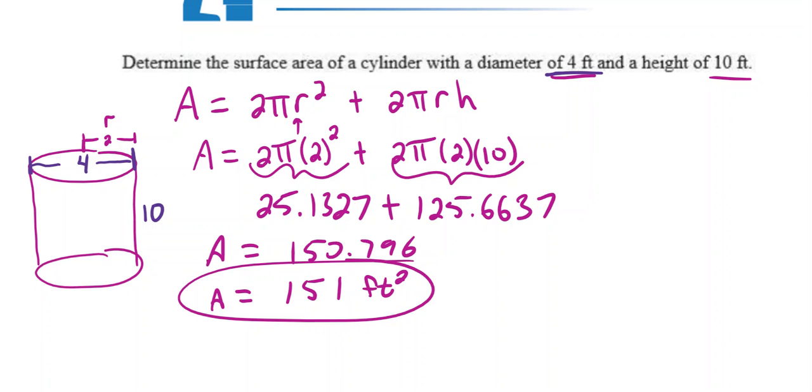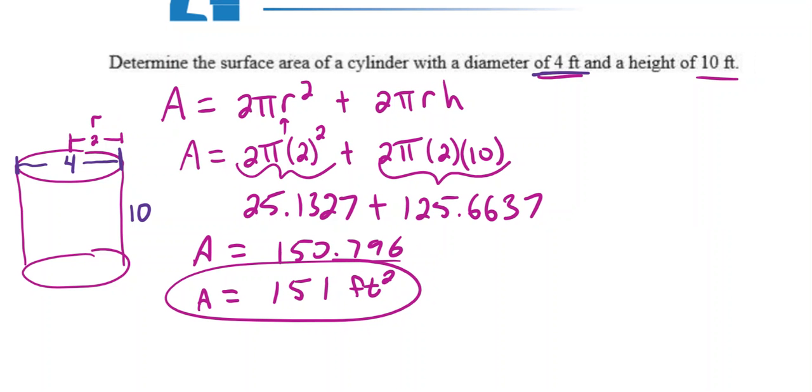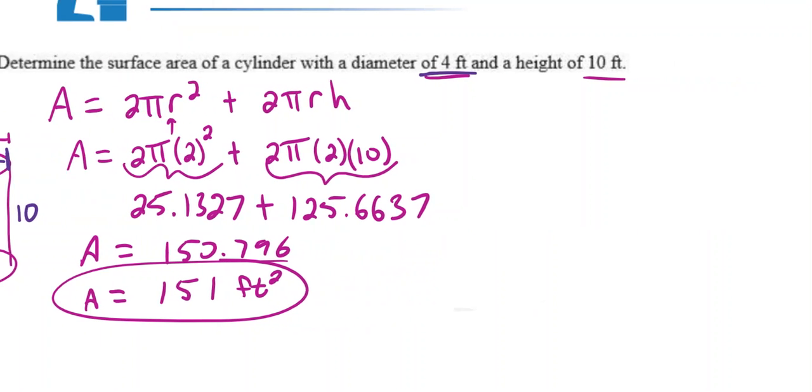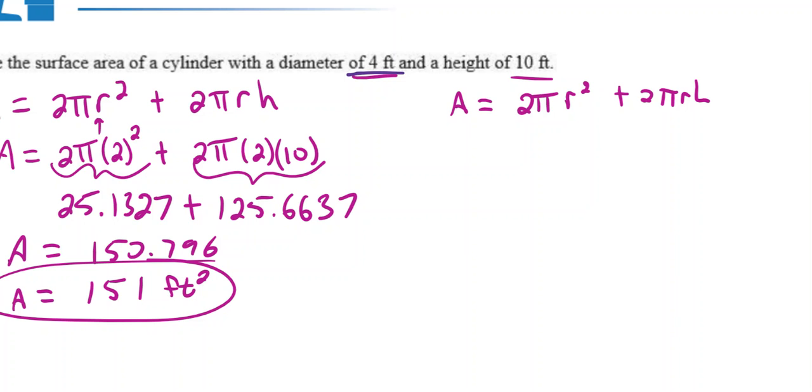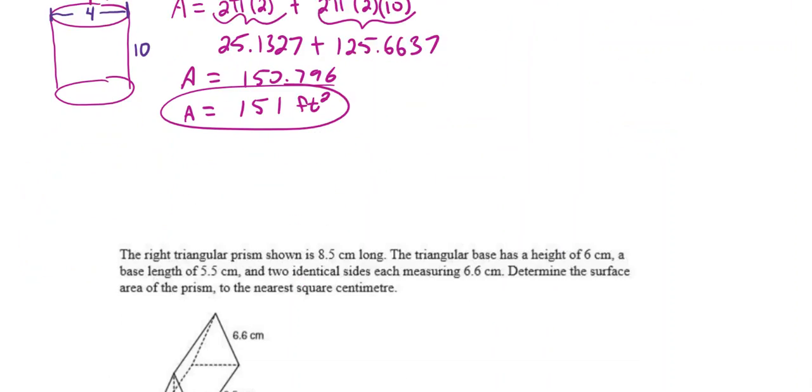But just so we don't get lost in everything that was happening there, let's actually dissect what this equation meant. So the area is equal to 2 pi r squared plus 2 pi r h. Now, if we think about that... All right. So let's move on to another one.